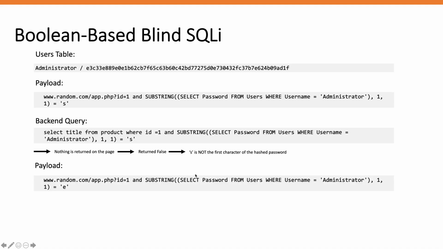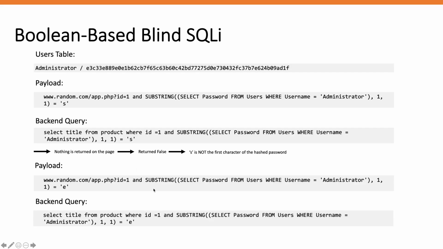Now, imagine I keep looping through the characters and I get to E and I ask it again, is the first character of the hashed password equal to E? That evaluates to true, right? So the backend query would be true and true. So the entire where clause evaluates to true. And so the title of the products that are associated to ID 1 are returned on the page. And this gives me an indication that it returned true, which again tells me that E is the first character of the hashed password.